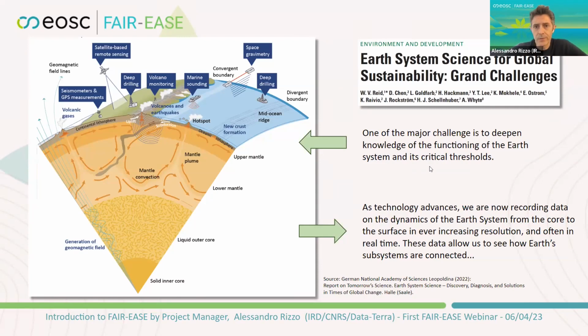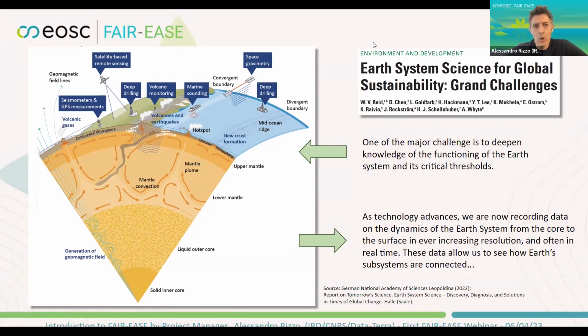And in addition, as technology advances, a large amount of data and information is produced and is available. And these data allow us to see how the Earth subsystems are completely interconnected. But these data are normally located in a domain-dependent repository. Then, from a technical point of view, the most urgent challenge is to break down domain silos to foster interoperability and to build bridges and crosswalks among the different subsystems.